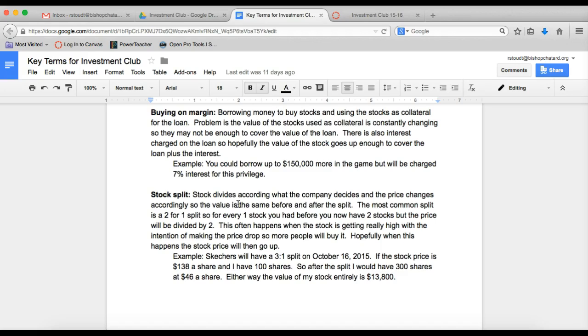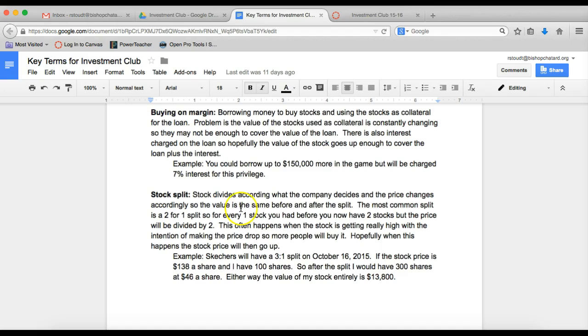Now you can buy on margin for the game. You will pay 7% interest for this privilege. So you could borrow up to another 150,000. So your actual buying power is 250,000 in the stock market game. Now, how do you do this? Well, you just keep on spending. You spend more than 100,000, which is what you originally had. So you could do that.